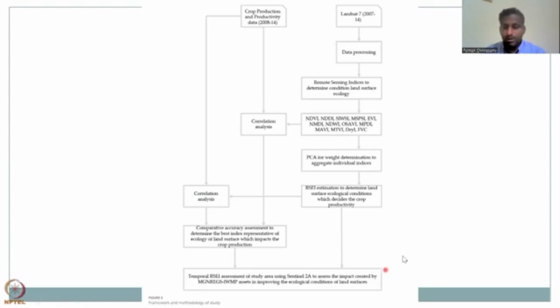So at the end of the day, you have a temporal RSCI assessment of the study area using Sentinel-2. Why Sentinel-2? Now we know which bands are needed for the indicators. And now we know also that it has some correlation with the crop productivity. So after 2014, it is smart to use the new data set with the same wavelengths or bands.